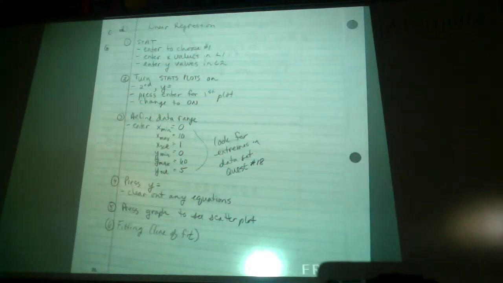For step 3, x min, x max, x scl for scale, and then y min, max, and scale. And when you get into your copy, you'll see that that's what they use. Now I'm choosing those values for step number 3 specific to question 18. So when you look at question 18, see that the data goes out to those values, and you'll see why I'm choosing them. So when you do other questions, you're going to have to change those numbers. Otherwise, you won't be able to read your graph.